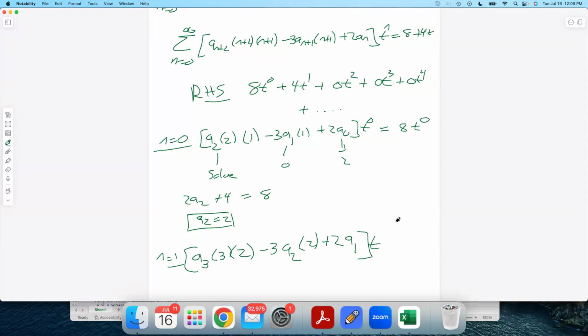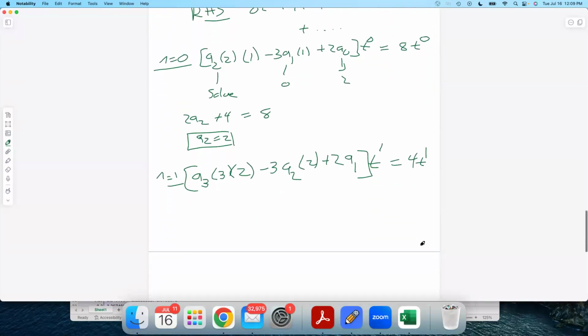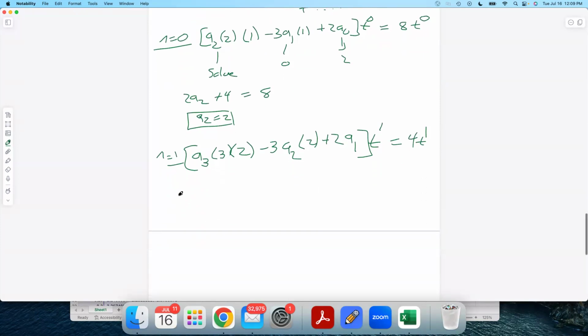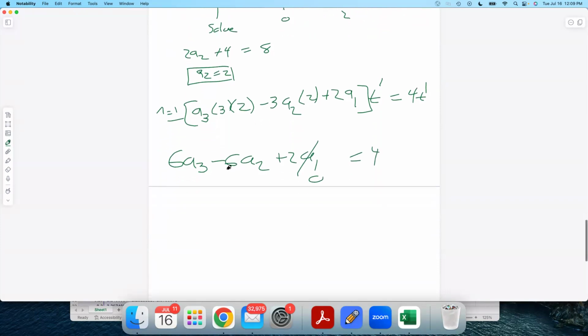With n equals 1, t to the first is supposed to equal 4t to the first. So that means this stuff here has to equal 4. So what do we get? We get 6a3 minus 6a2 plus 2a1, he was 0, must equal 4. I know a2 because I just found him. So that's 6a3 minus, what do we get there, 12 equals 4. So 6a3 equals 16.